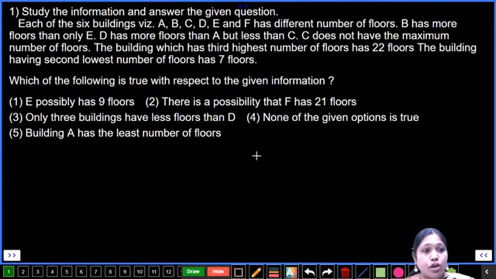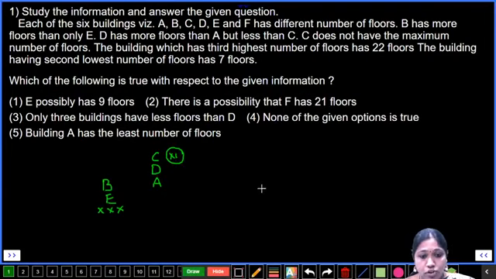B has more floors than only E. It is a condition regarding B and E. That means only B is greater than E, so there are no floors below E. And then D has more floors than A, but fewer than C. When coming to C, C does not have the maximum number of floors. C will not be going to the first place.